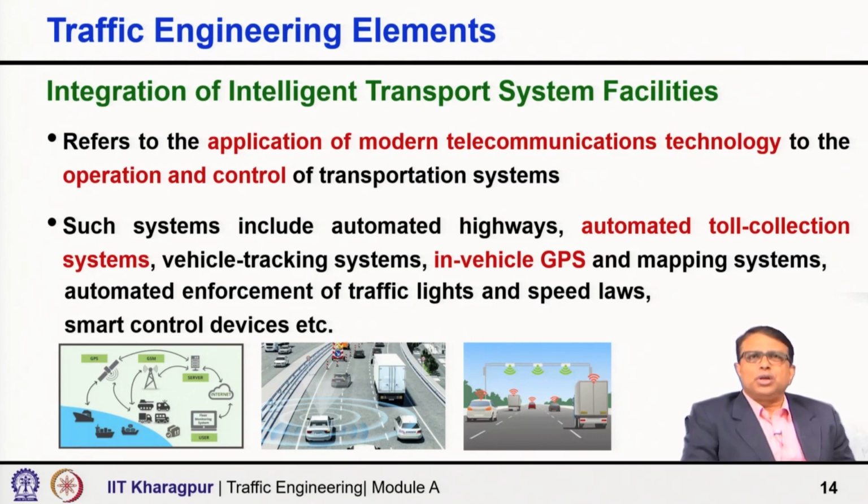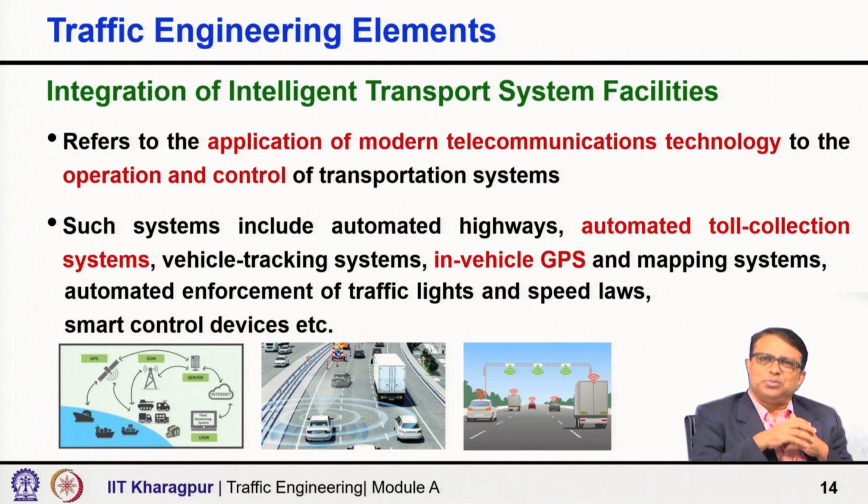It refers to the application of modern technology or communications to benefit the operation and control of the transportation system. How can I make the operation and control of the transportation system more efficient by use of modern telecommunication technology? So, all sorts of things: spatial data infrastructure, IT applications and so many other things, public transport, overall traffic control management, there is a vast scope. So, it may include things like automated highways, which is almost like a dream. Automated toll collection systems, very much in reality now.